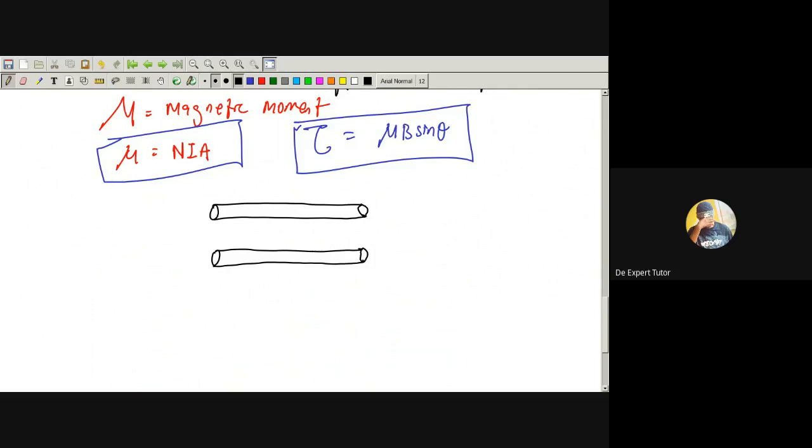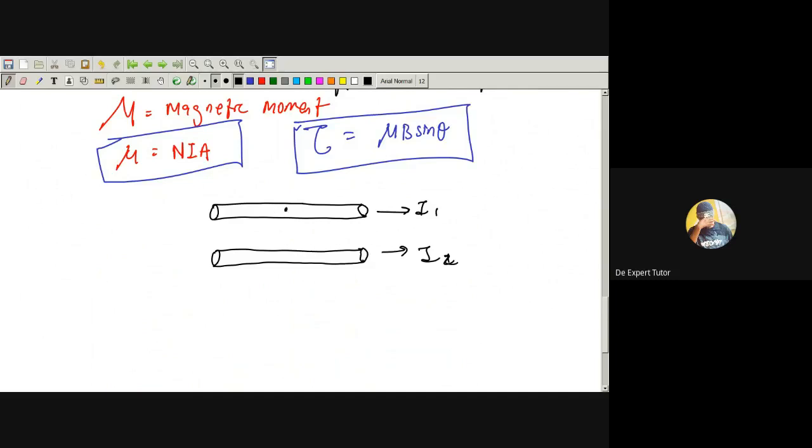I'll compile questions, please. So take note that if the current is going in the same direction, there will be a force of attraction between them. Attractive force if the current is traveling in the same direction. Repulsive force in opposite direction. Now take note of something, that they are both current carrying conductors.